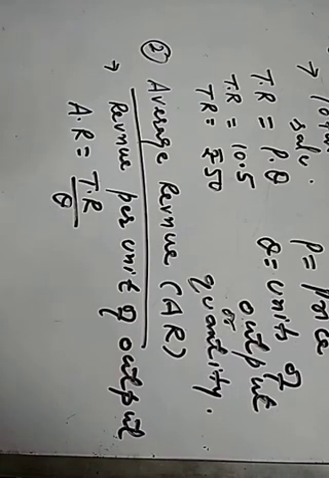To get the value of average revenue, we need the value of total revenue and units of output sold. The value of total revenue is divided by the units of output, and we will get revenue per unit of output, that is known as average revenue.